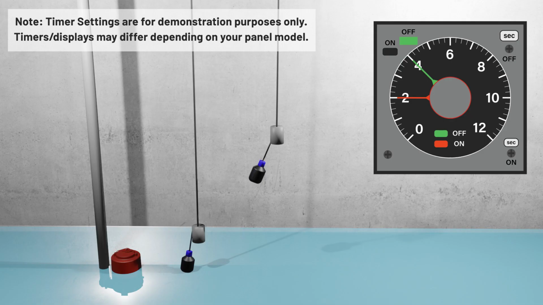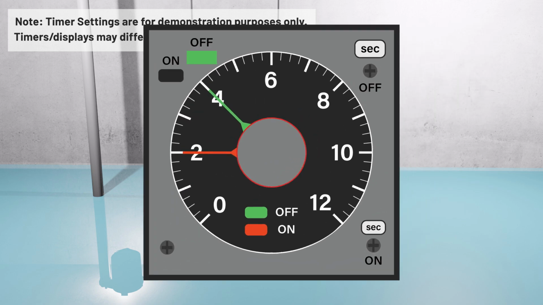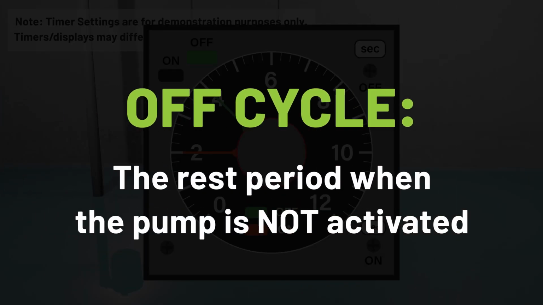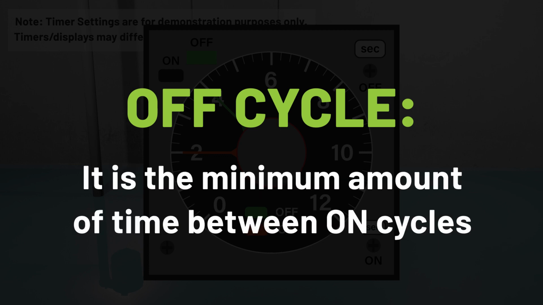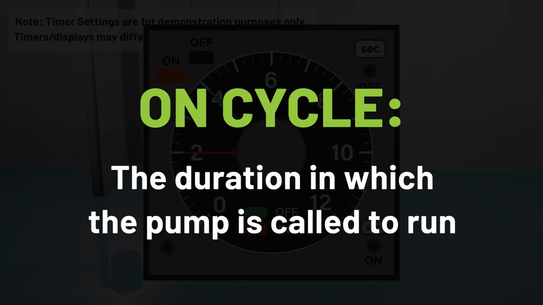The 2 floats in this sequence are the timer enable, low level cutout float, and the alarm float. The dosing schedule always starts with the off cycle. The off cycle is the rest period in which the pump is not activated. It is the minimum amount of time between the on cycles. Once the off cycle has stopped, the on cycle will start. The on cycle is the duration in which the pump is called to run.